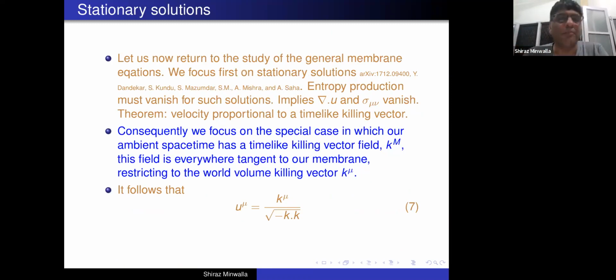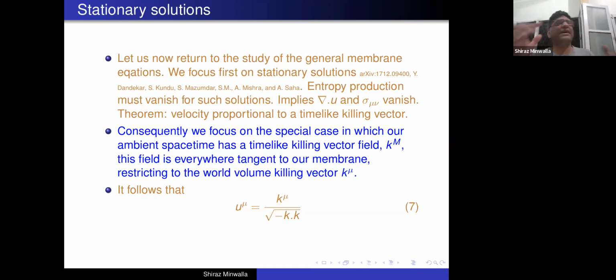Now, so far what we've done is found these general equations. Now let's look at some solutions of these equations. First thing we're going to do is to try to find stationary solutions to these equations. This relates to a question Dan had asked at the beginning, which I'll come back to. So we're looking for stationary solutions to these equations.